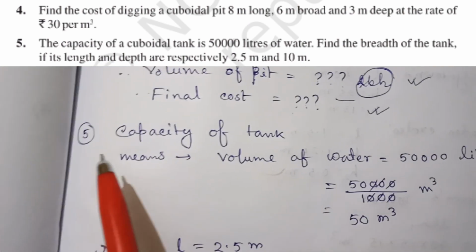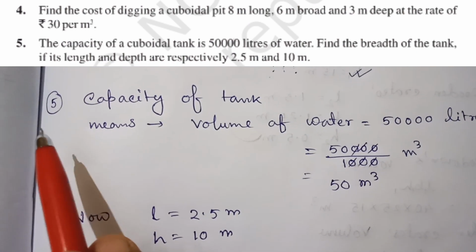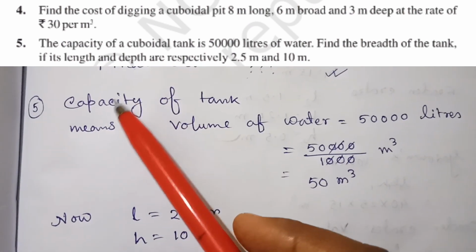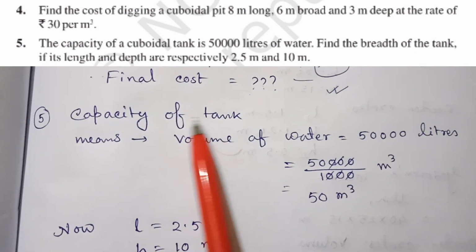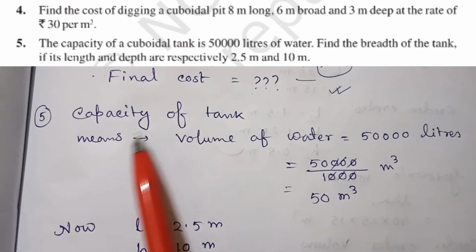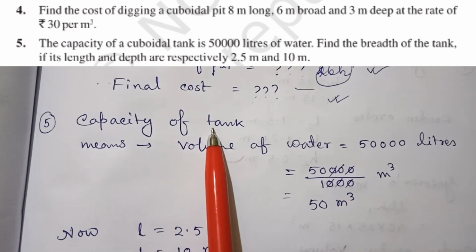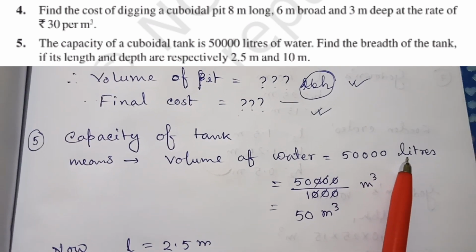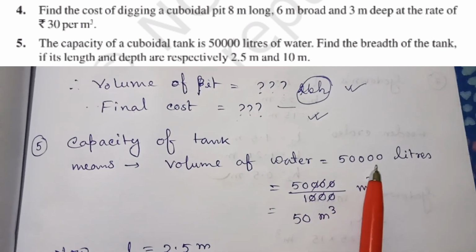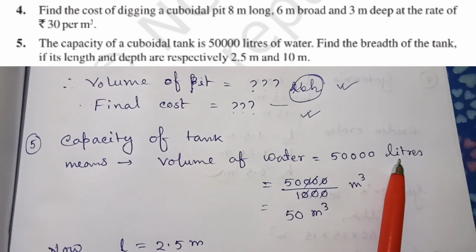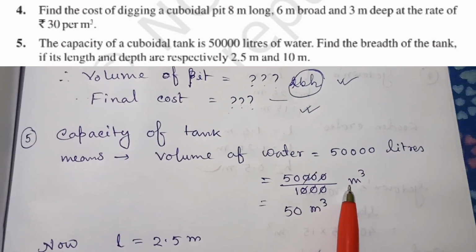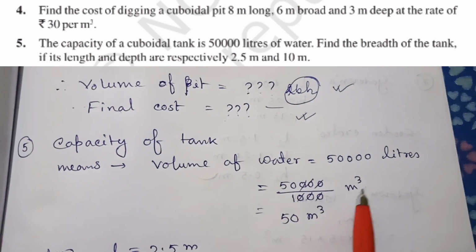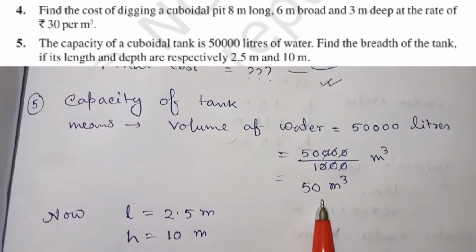So now coming to question number 5. Question number 5 is about the capacity of a tank. Now capacity of tank means what? It means the volume of the water in that tank. So it is given as 50,000 liters. 1 liter is equal to 1 by 1000 meter cube. That means 50,000 liters means 50,000 divided by 1000 meter cube. So ultimately 50 meter cube.